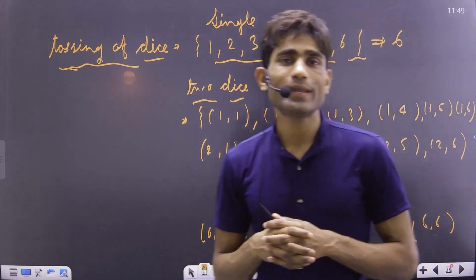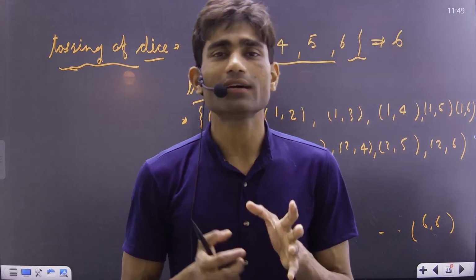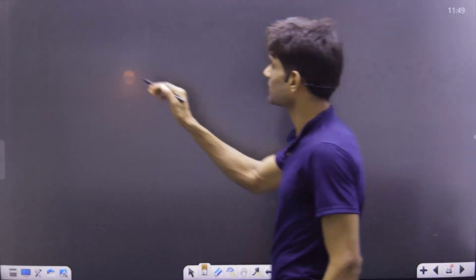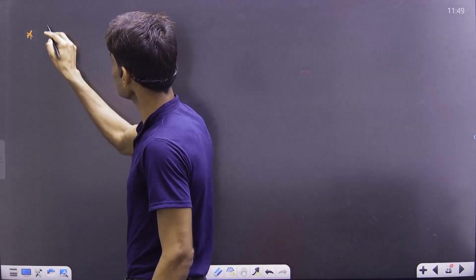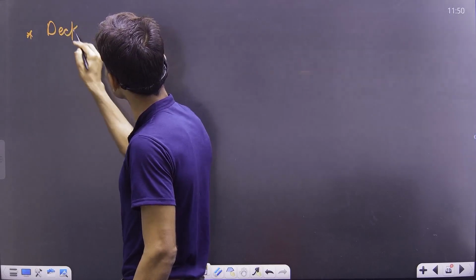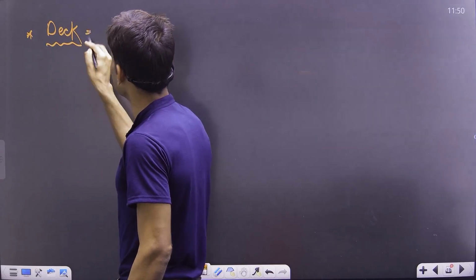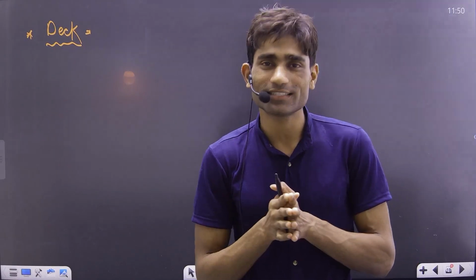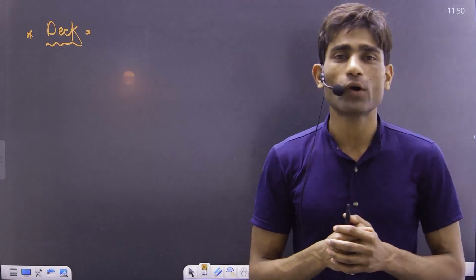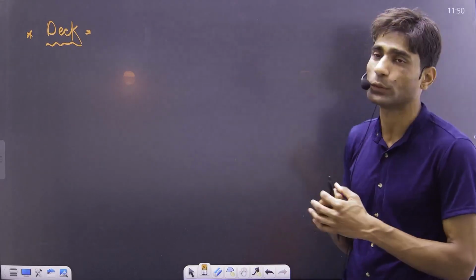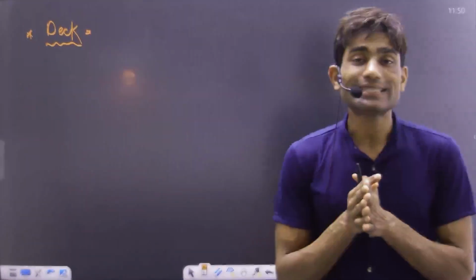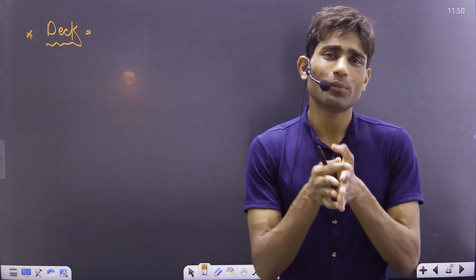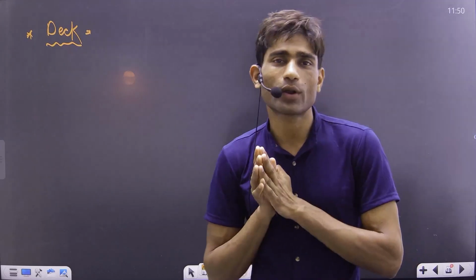Now, the left part here is where we consider a deck set. Let me explain the set of a deck. We have all already seen a deck set, and some of you may have played with it too. A deck set means we have a total of 52 cards.